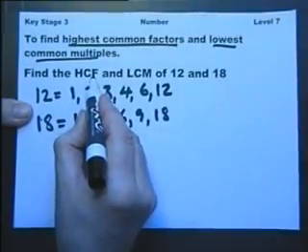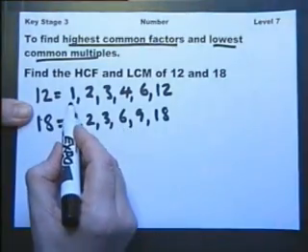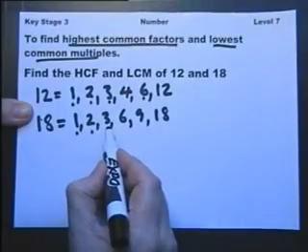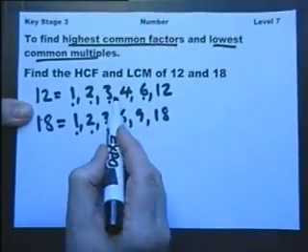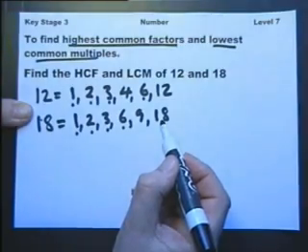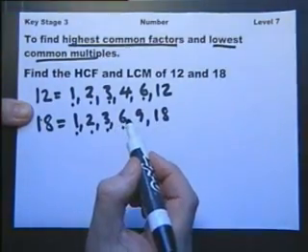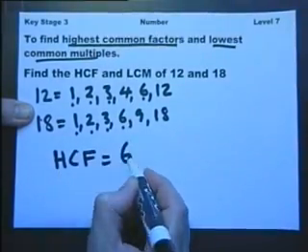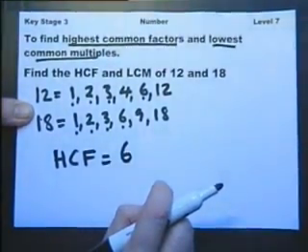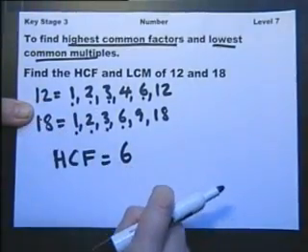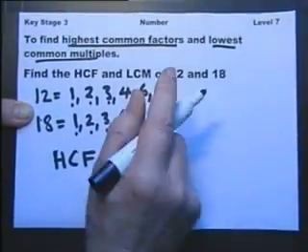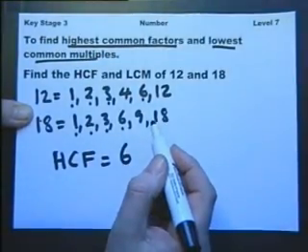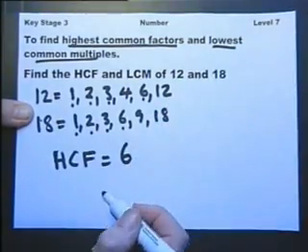The highest common factor. Now if we look at 1, 2, 3 and 6, we find that they are in both lists. Therefore 1, 2, 3 and 6 are called common factors. Therefore the highest of those common factors is the number 6. Highest common factor is a factor that goes into both of the numbers, and it's the highest one that does. Lowest common multiple is the lowest number that both 12 and 18 go into.